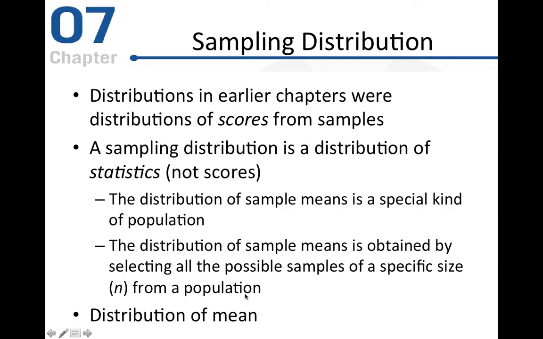You have a population, you take an N of 30 and you sample it, you see what the mean is, and then you put it on your distribution table or your distribution graph, and then you sample the next one, N of 30, and do that again and again. Essentially what it comes down to is this is a distribution of means. A sampling distribution is a distribution of a statistic, and when we're doing this for sample means, this is a distribution of means.